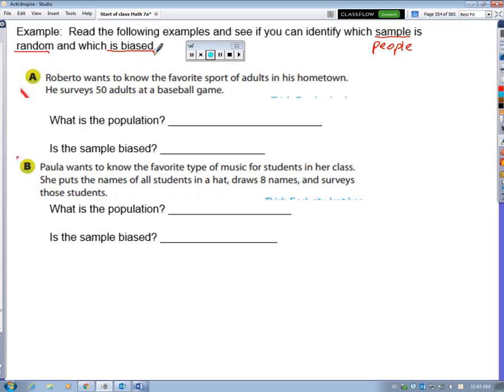Here's our first situation. Roberto wants to know the favorite sport of adults in his hometown. He surveys 50 adults at a baseball game to find out what their favorite sport is. The population he's surveying is adults in his hometown.